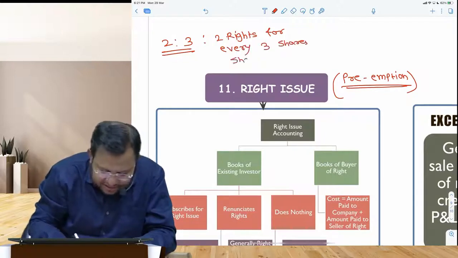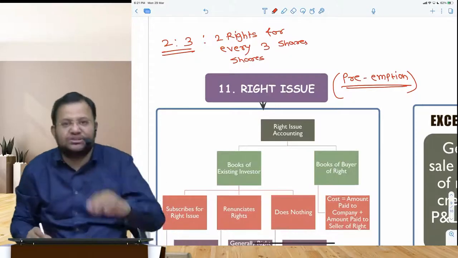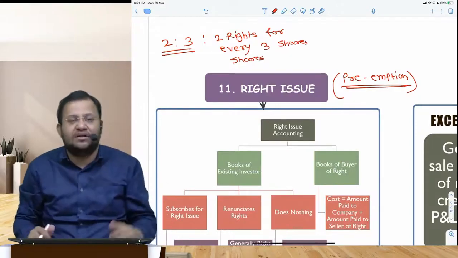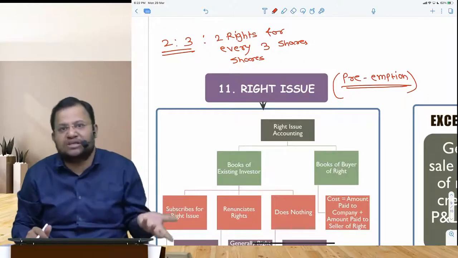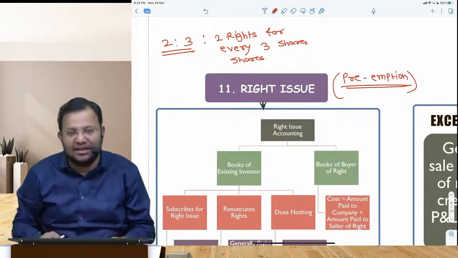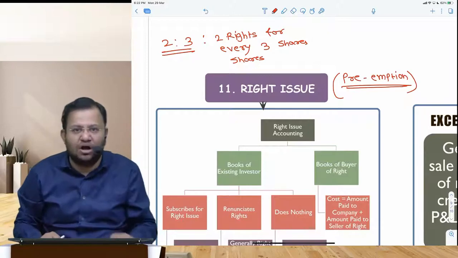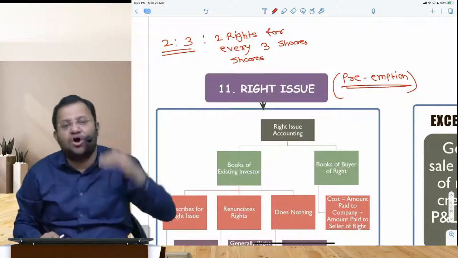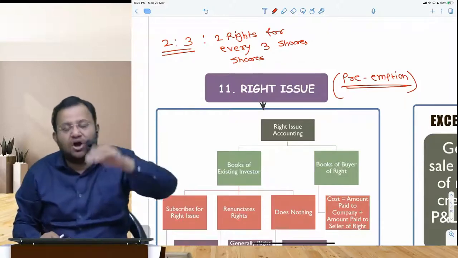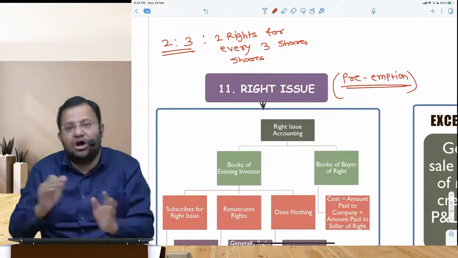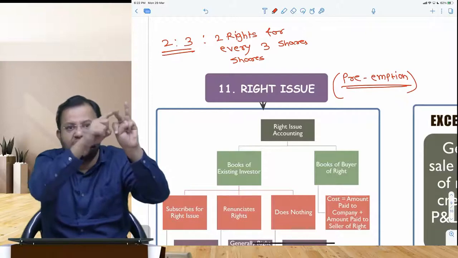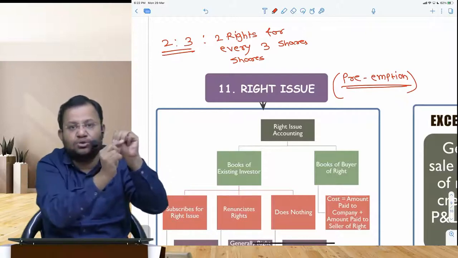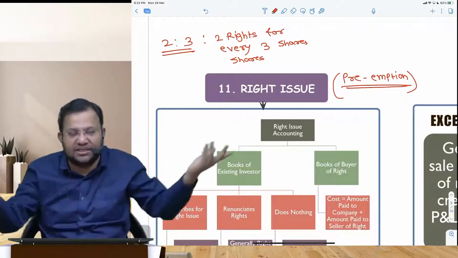Now let us say a particular investor had 3000 shares, so he will have 2000 rights. Now it is not necessary that he has to exercise the right. Voting is your right. You may exercise, you may not. Like that, 2000 rights you have got. Either you can exercise, or you can renounce, or you can do a combination of these, or you can do nothing. So primarily three options: exercise the right, sell the right, or do nothing, or a combination of these three. It is all up to you.